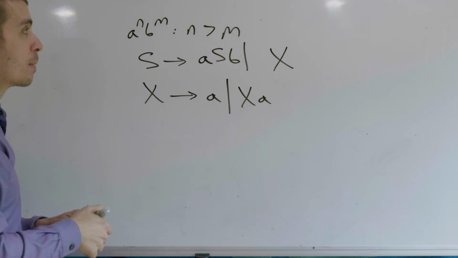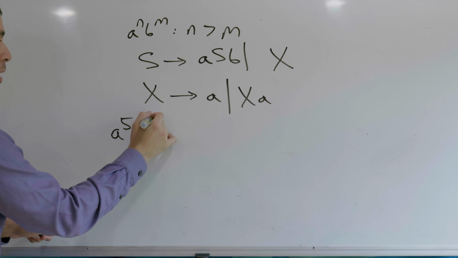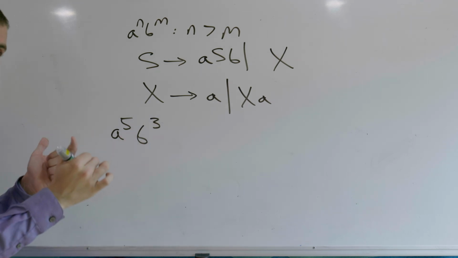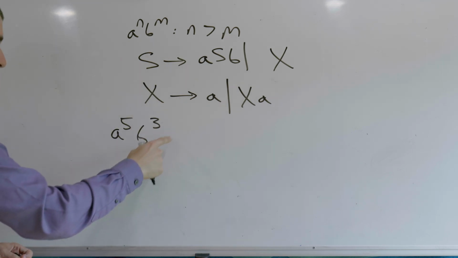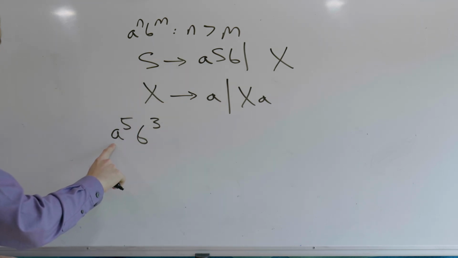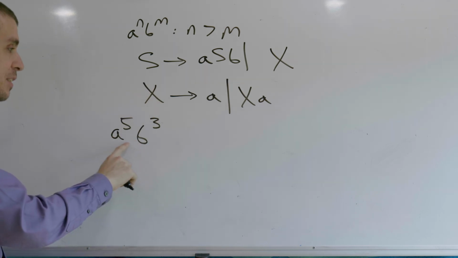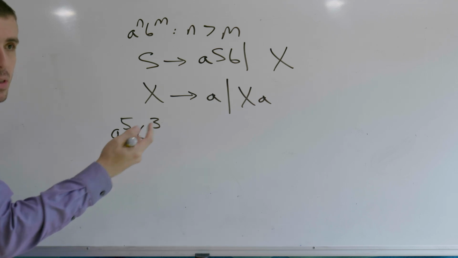So why does this work? Suppose that we have a to the 5 and b to the 3. So the number of a's is more than the number of b's, so we're good there. How does this grammar make a string like this? Well, it's got to match 3 b's with 3 a's. Notice here that each of the b's is going to match with one of the a's, and there are 2 more a's than there are b's.